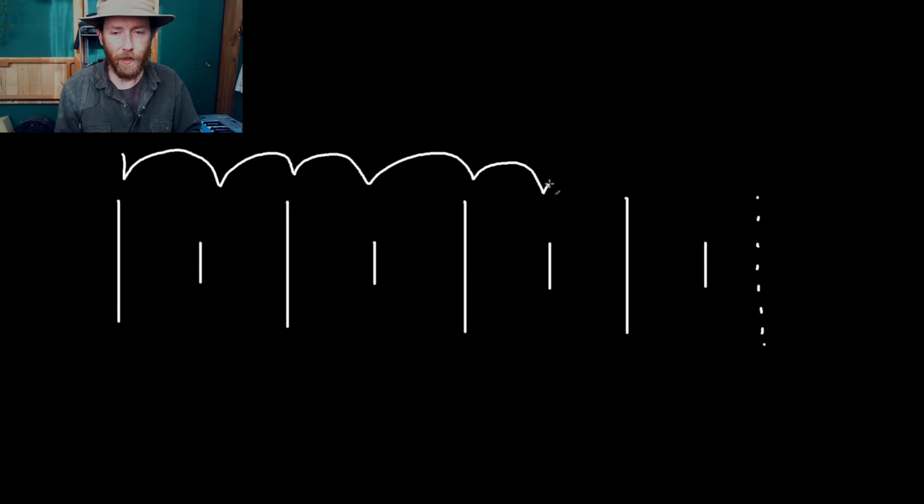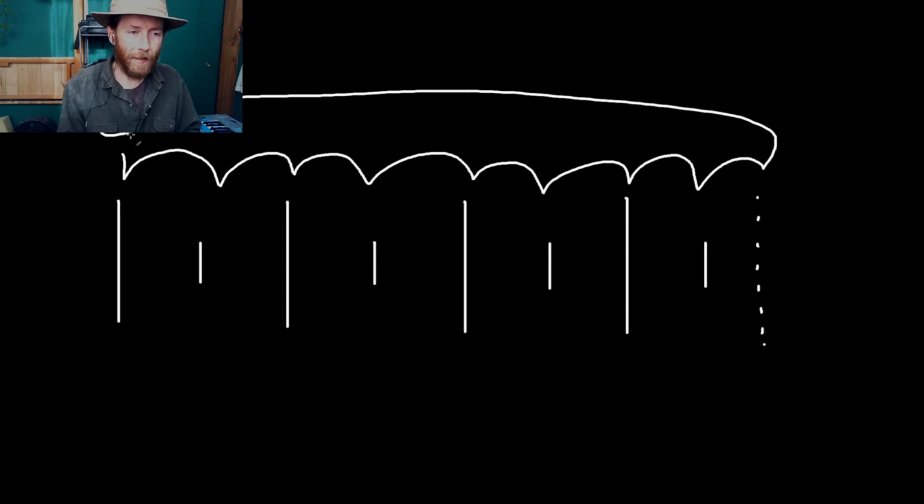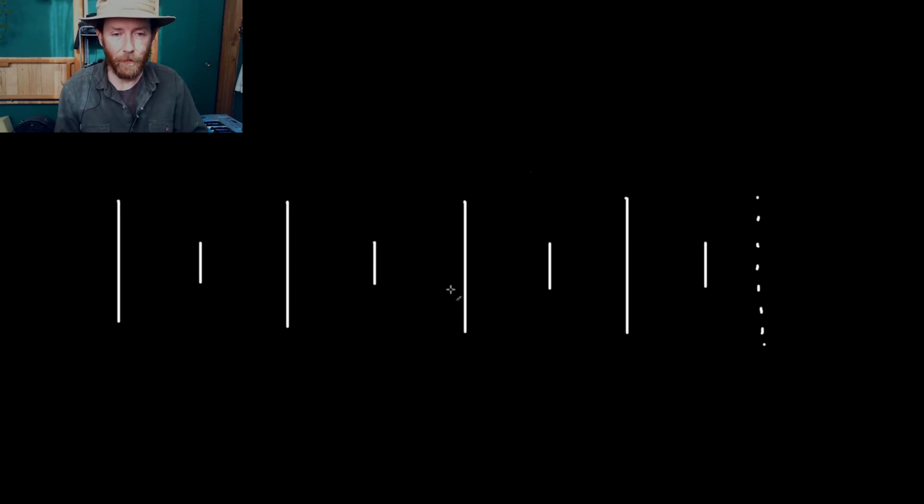1 and 2 and 3 and 4 and. So what this is indicating is a rhythmic cycle. We've got like 1 and 2 and 3 and 4 and, then this little dotted line is where we loop back to the beginning of the cycle, right? So it's like 1 and 2 and 3 and 4 and 1 and 2 and 3 and 4 and.